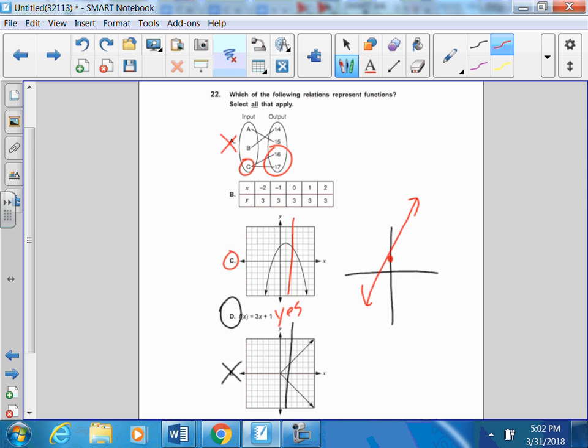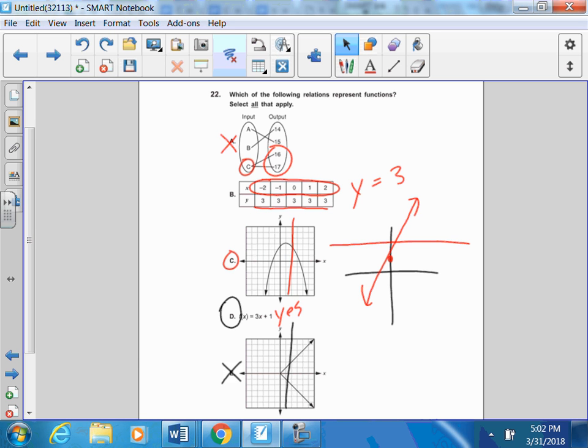And then B, do we have the same x going to 2 different y's on B? Well, on B, we don't even have the same x coordinate anywhere. So that's going to be a function. If you were to graph it, notice all the y's are 3. This equation is y equals 3. It would just be horizontal straight across. So B, C, and D are functions.